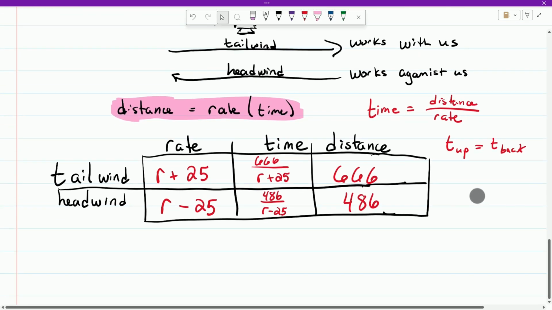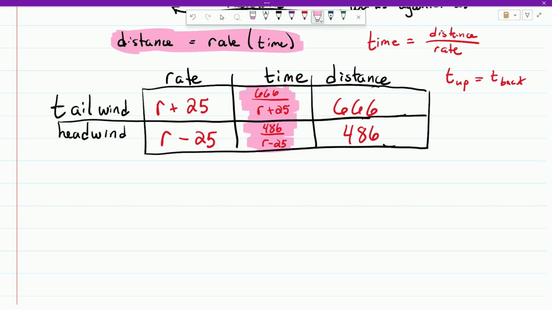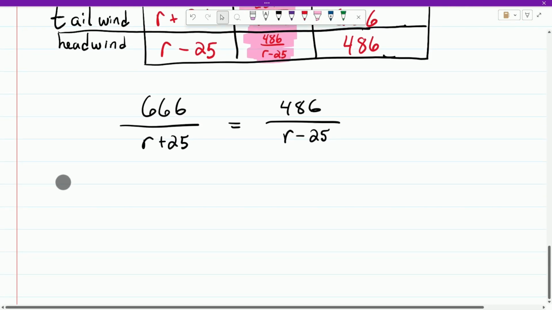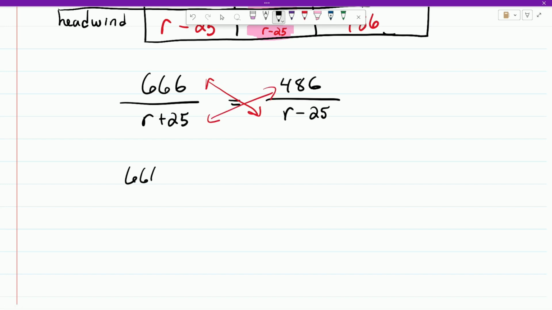Okay? And finally, we can go ahead and solve our proportion because these two things are equal to each other. So 666 over R plus 25 is going to equal 486 over R minus 25. And now we have a nice proportion. So we're going to cross multiply. 666 times R minus 25 equals 486 times R plus 25.